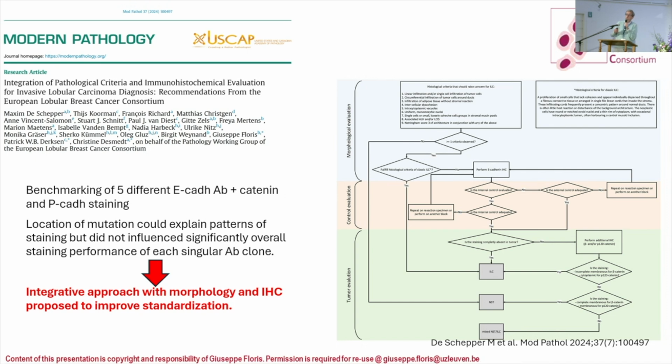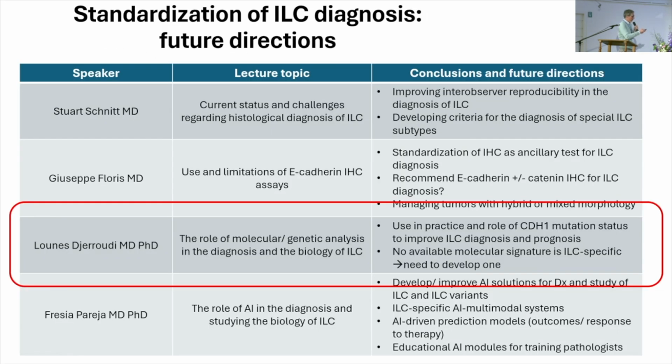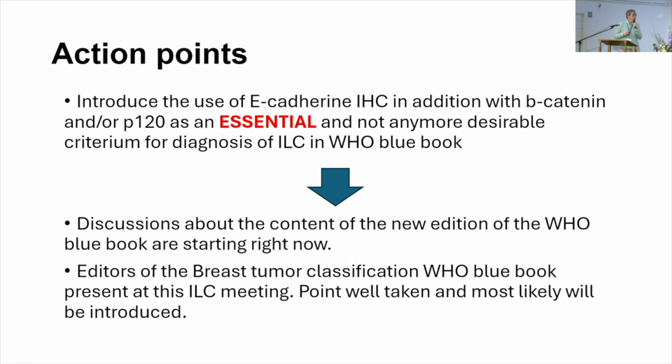What was important to us was the combination of morphology and immunohistochemistry, and then we came up with our flowchart to standardize the use of immunohistochemistry in lobular cancer. So the action point here is very simple. We would like to see the criteria for the usage of immunohistochemistry switched in the WHO book from desirable to essential. The discussion about this problem is going on right now, and what is good to know is that in this symposium at least 2 editors of the WHO are present, and this point was well taken.